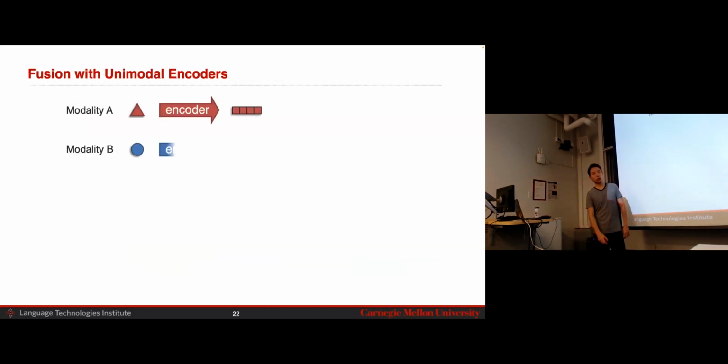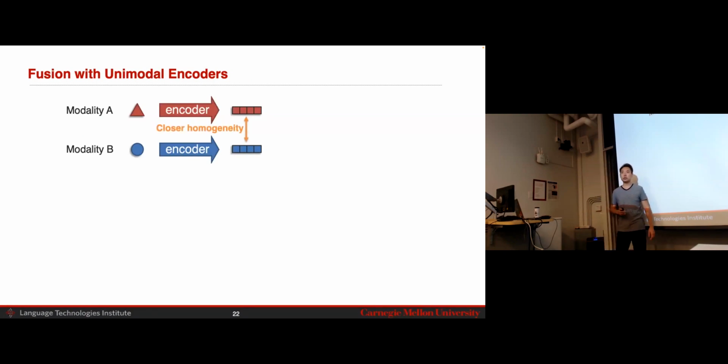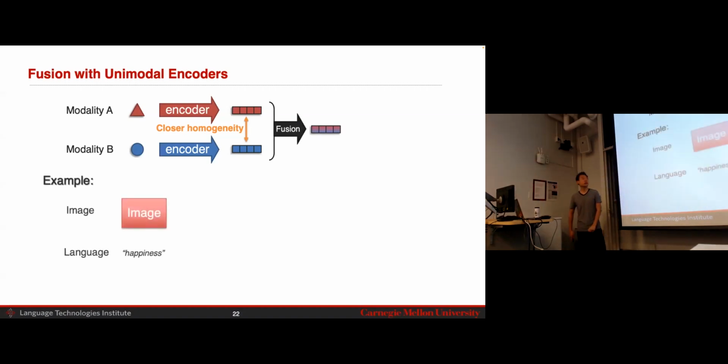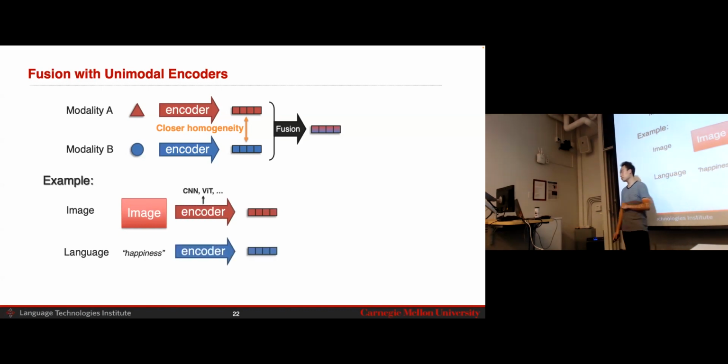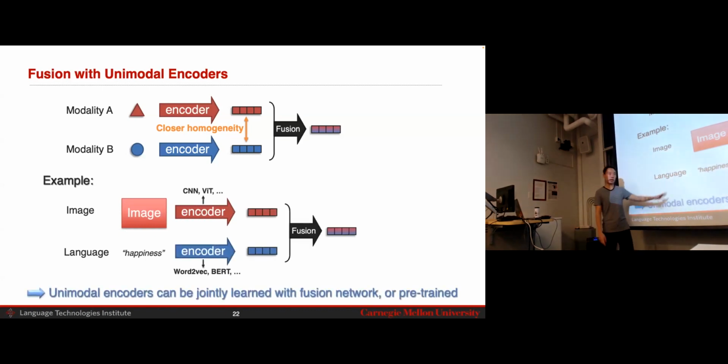So fusion of unimodal encoders, right? You're going to first assume that there are some good encoders you've extracted for each modality. You can learn features, and the goal is to fuse them for some task. For example, images through image encoders that are pre-trained, and language through other language representations like BERT that are pre-trained.